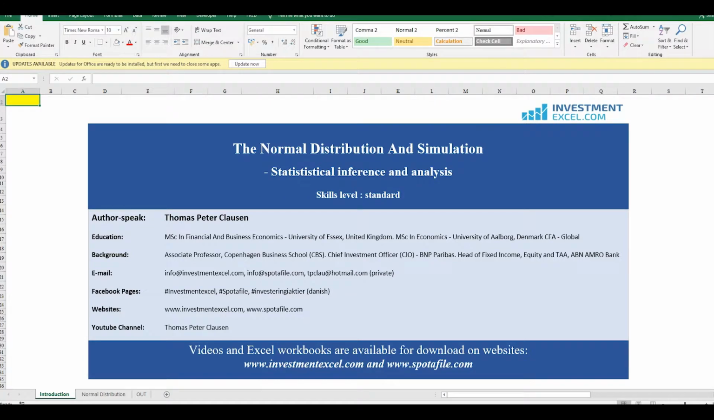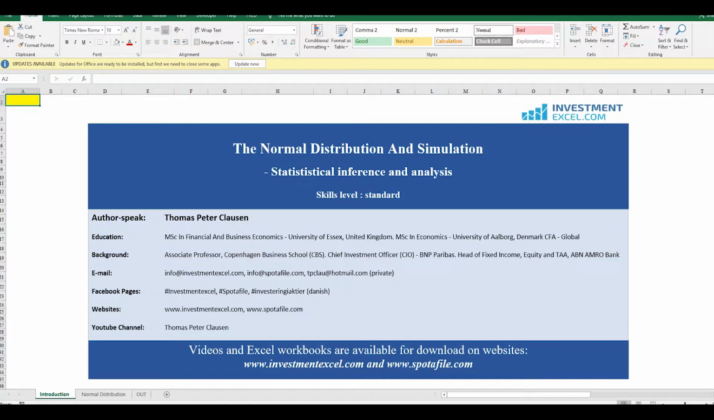Today I will show you the normal distribution and how it's built in terms of parameters. I will use simulation to show the statistical properties of the distribution and also look at some statistical inference.